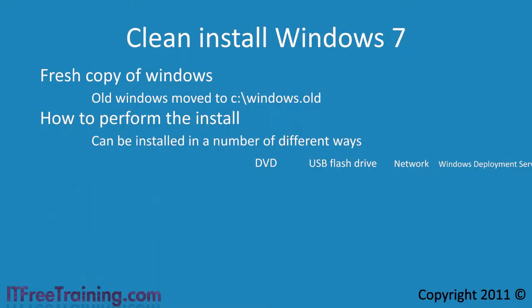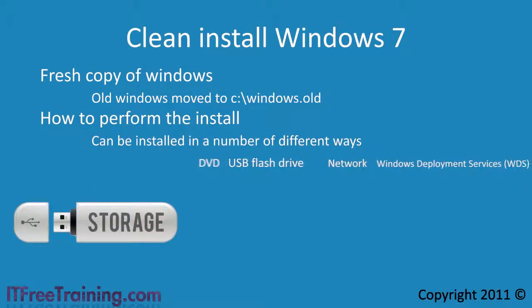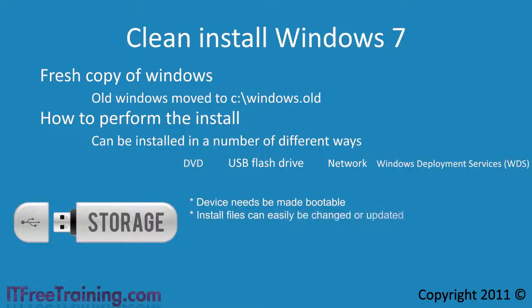Next, you can install Windows 7 from a USB flash drive. This does require some special setup for the USB drive. However, having the install files on a USB drive does allow the install files to be modified. For example, adding drivers to the media. Using a flash drive does require that the computer you are using supports booting from a flash drive. Most modern computers should support this requirement. However, if you are using an older computer, you may have some problems.